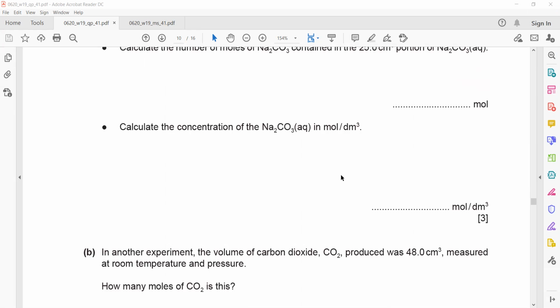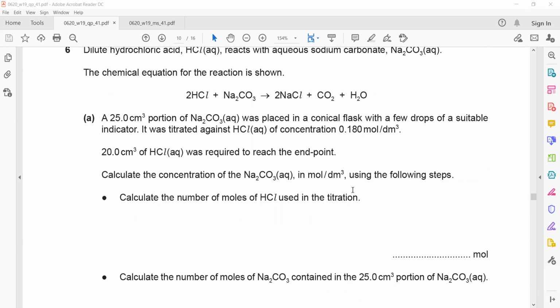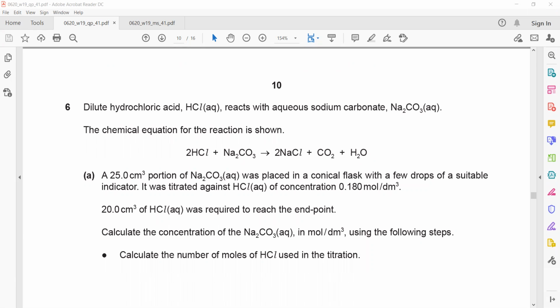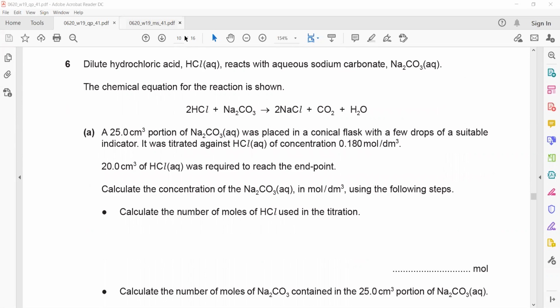Okay, in the next question, this is related to moles. So we will do the question related to moles as well. Dilute hydrochloric acid reacts with sodium carbonate. The chemical equation is shown. 25 cm cube of sodium carbonate was placed in a conical flask. Few drops of suitable indicator, and it was titrated with hydrochloric acid of concentration 0.180 mole per dm cube. 20 cm cube of hydrochloric acid was used to reach the end point. Calculate the concentration of sodium carbonate.